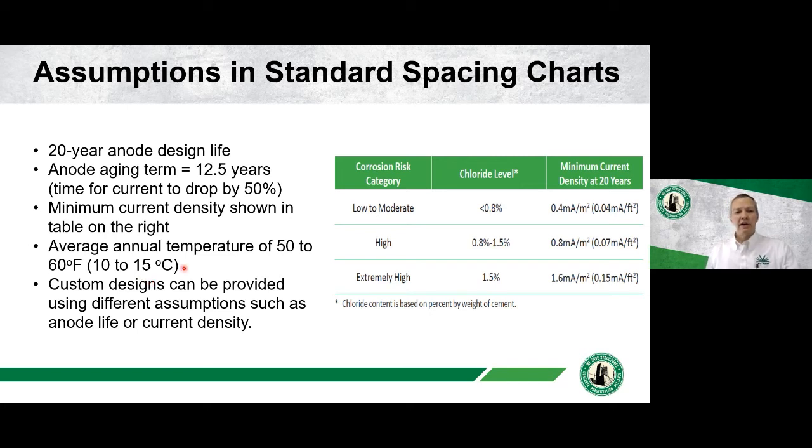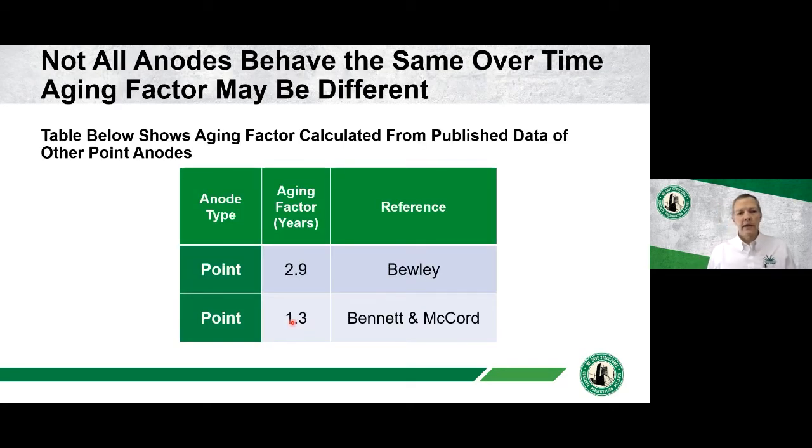But we'll talk about this in a minute in terms of why that's something you should think about, and you may want to adjust your designs in certain applications or certain environments. And as I've said already, custom designs can be made if you deem it appropriate. So not all anodes necessarily behave the same over time. Aging factor may be different. It could be longer, could be shorter.